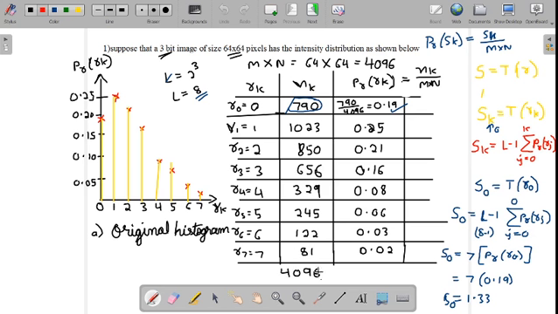Next, we need to normalize this image, that is, normalize the values, because a histogram is nothing but a plot of Rk.